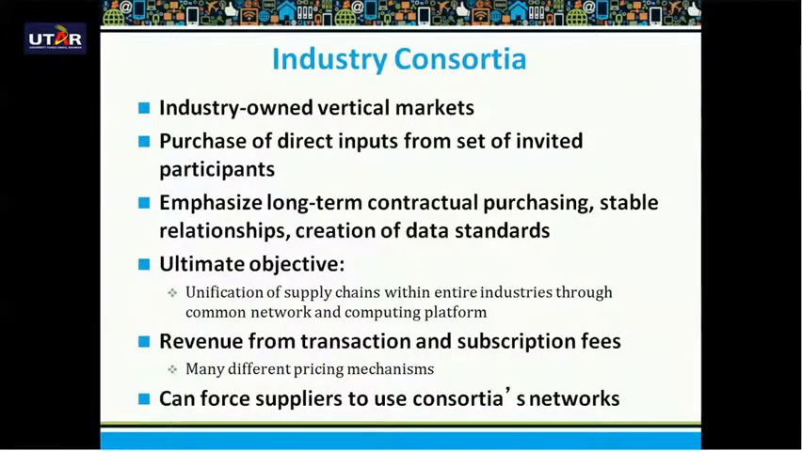Industry Consortia. Industry-owned vertical markets. Purchase of direct input from a set of invited participants. Emphasize long-term contractual purchasing, stable relationships, create data standards. Ultimate objective: unification of the supply chain with the entire industry through common networks and computing platforms. Revenue from transactions and subscription fees. Many different pricing mechanisms can force suppliers to use consortia networks.